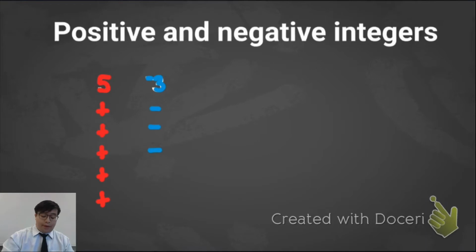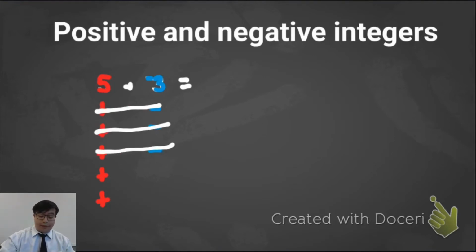Now, what would happen when I tried adding these together? So 5 plus negative 3, what would I get? When I have two opposite signs, a plus and minus, two opposite forces, those are going to cancel each other out. So this plus and this minus are going to cancel out. These are going to cancel out. And these are going to cancel out. So what I'm left with is going to be positive 2.